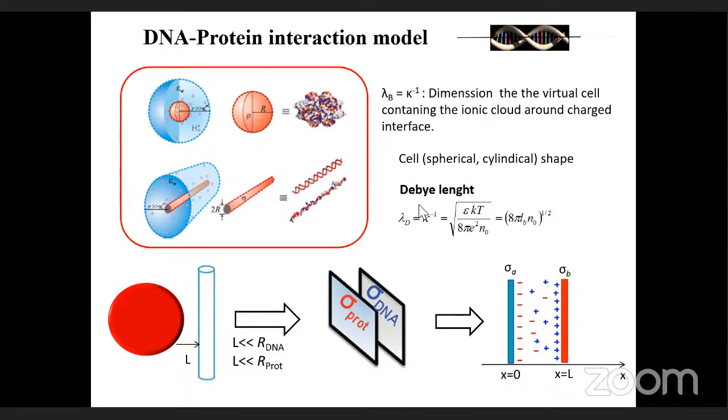Here I recall that this length has an important role when studying the electrostatic interaction. It gives us information about the screening length, the effect of the screening created by the surrounding ions or the clouds of ions around the charged particle.